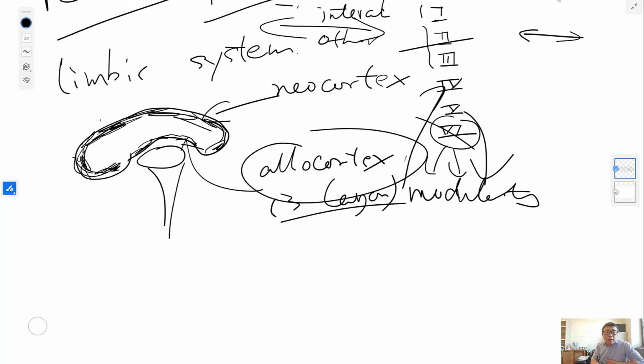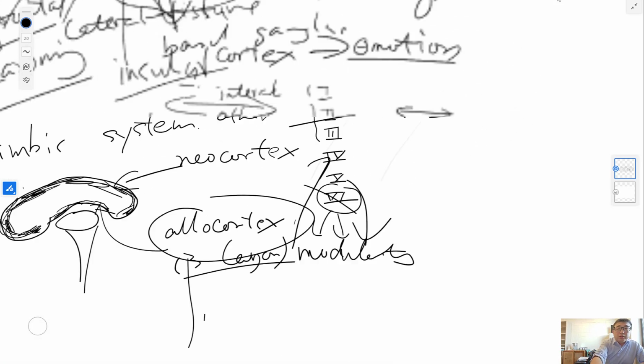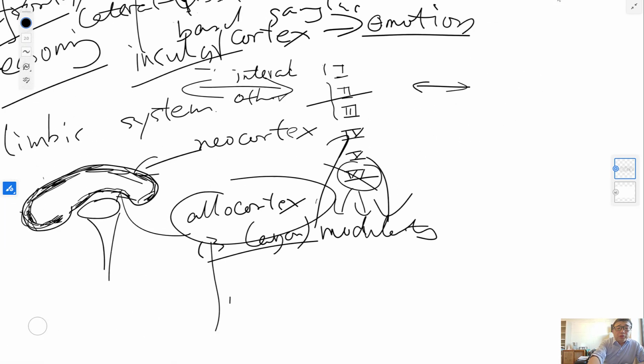And the limbic system contains many things. Let's do this.